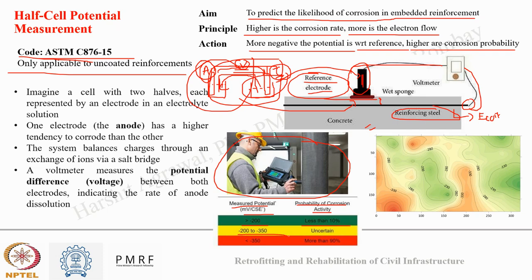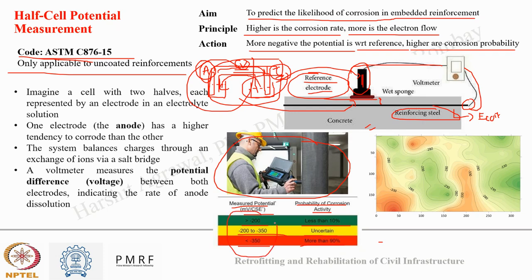Minus 200 to minus 350, we say the probability of corrosion is uncertain, that it can be between 10% to 90%. And if my value of recorded potential with respect to the reference electrode is more negative than minus 350, we say that the corrosion probability is more than 90%.